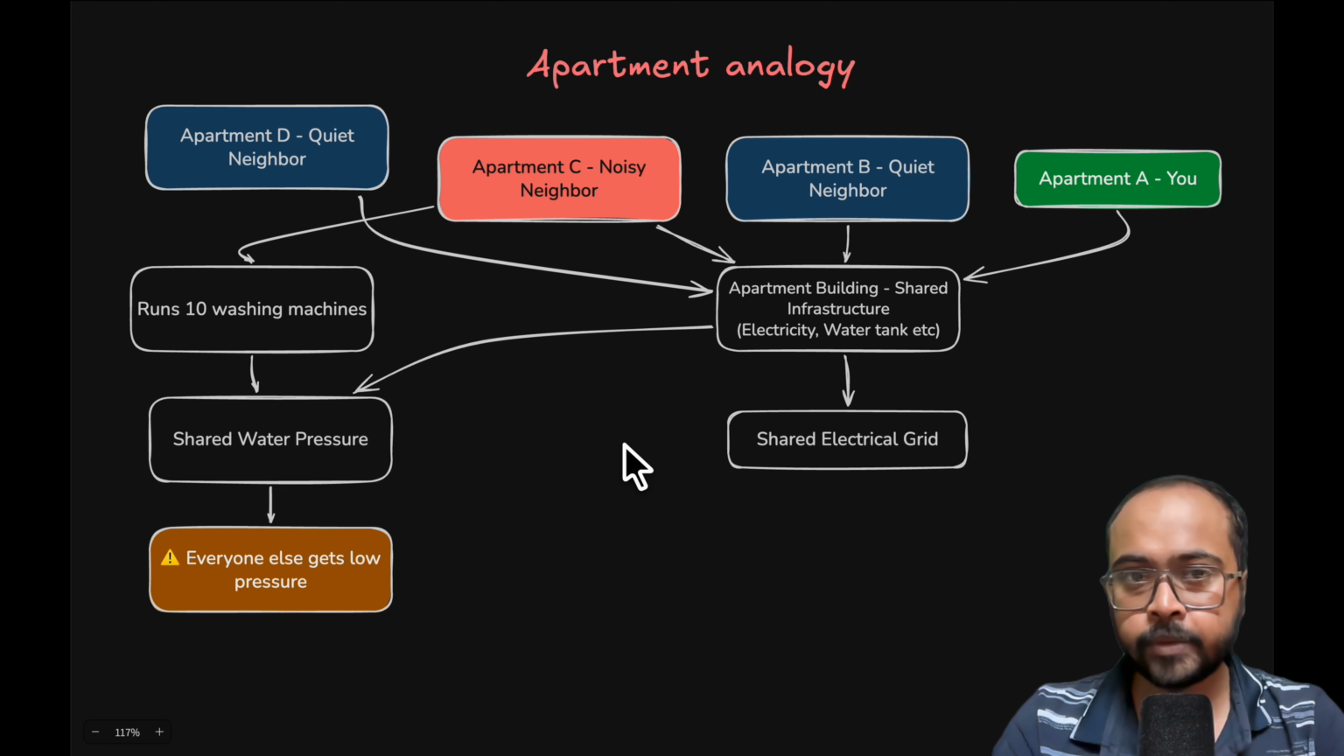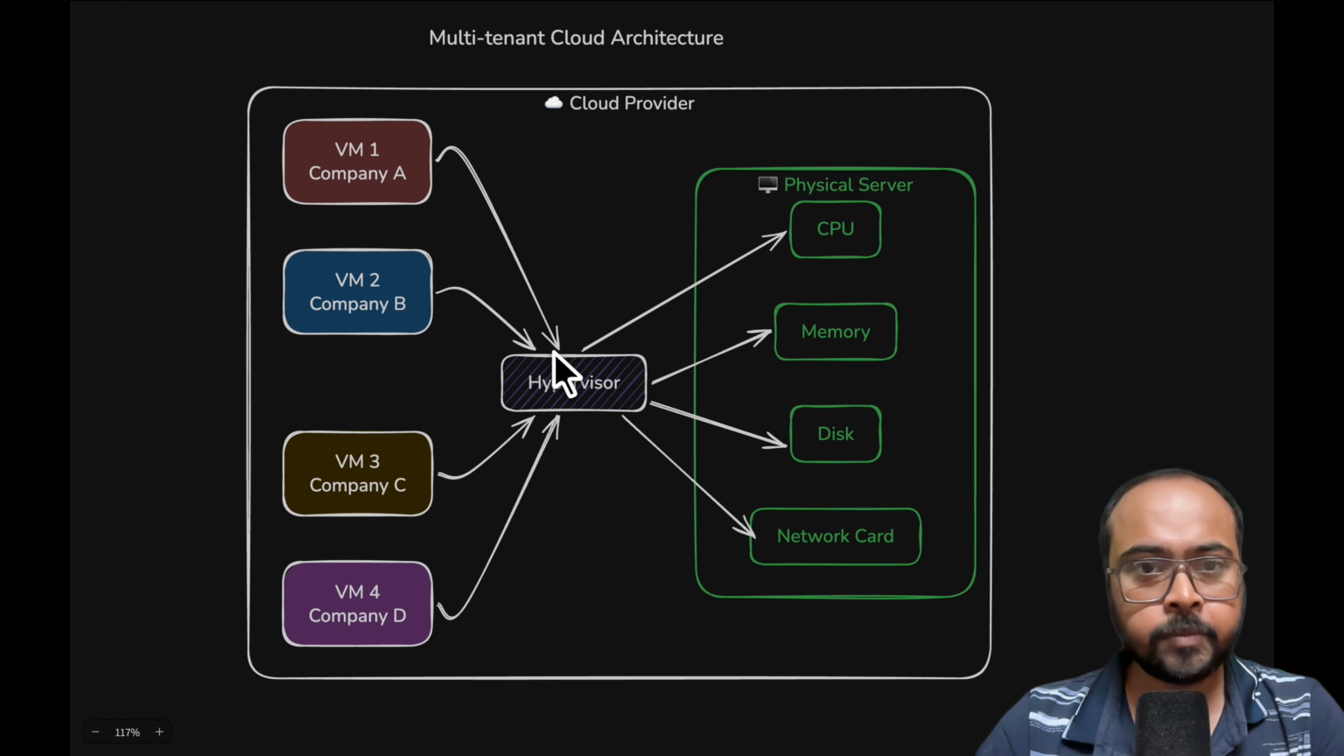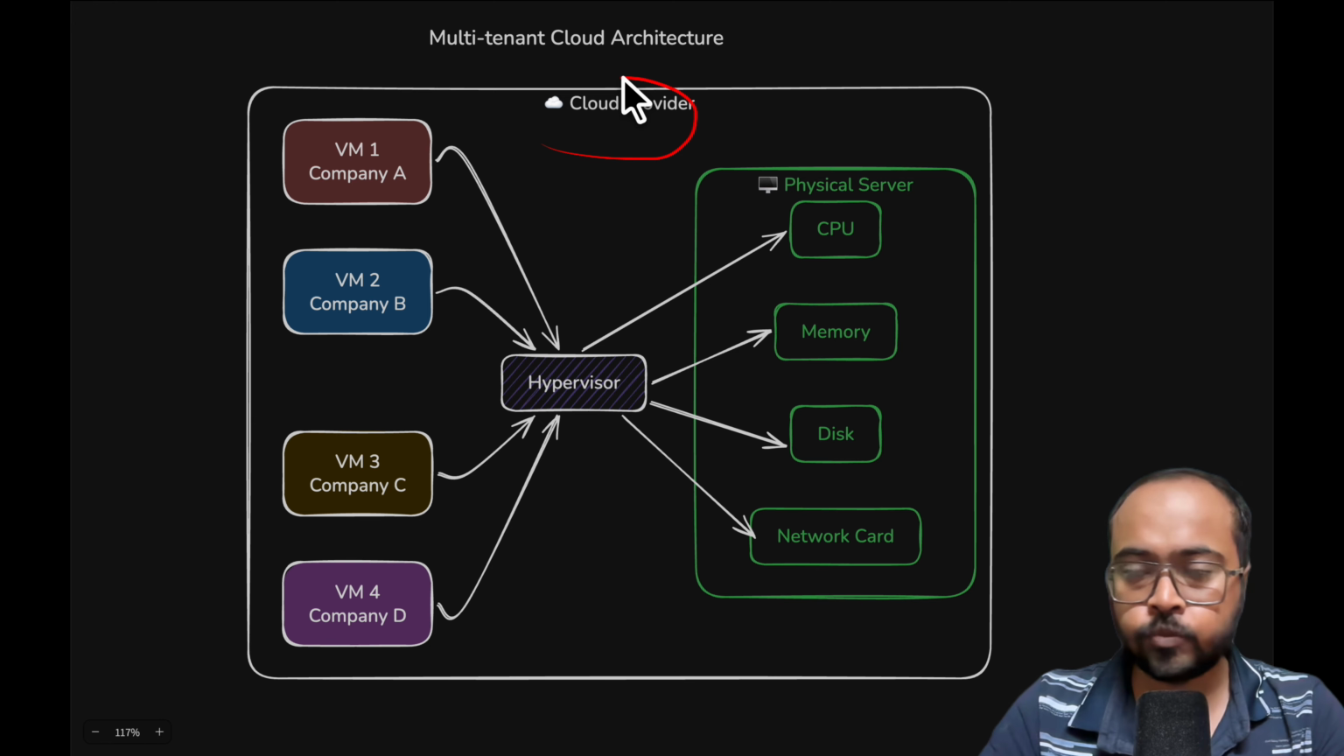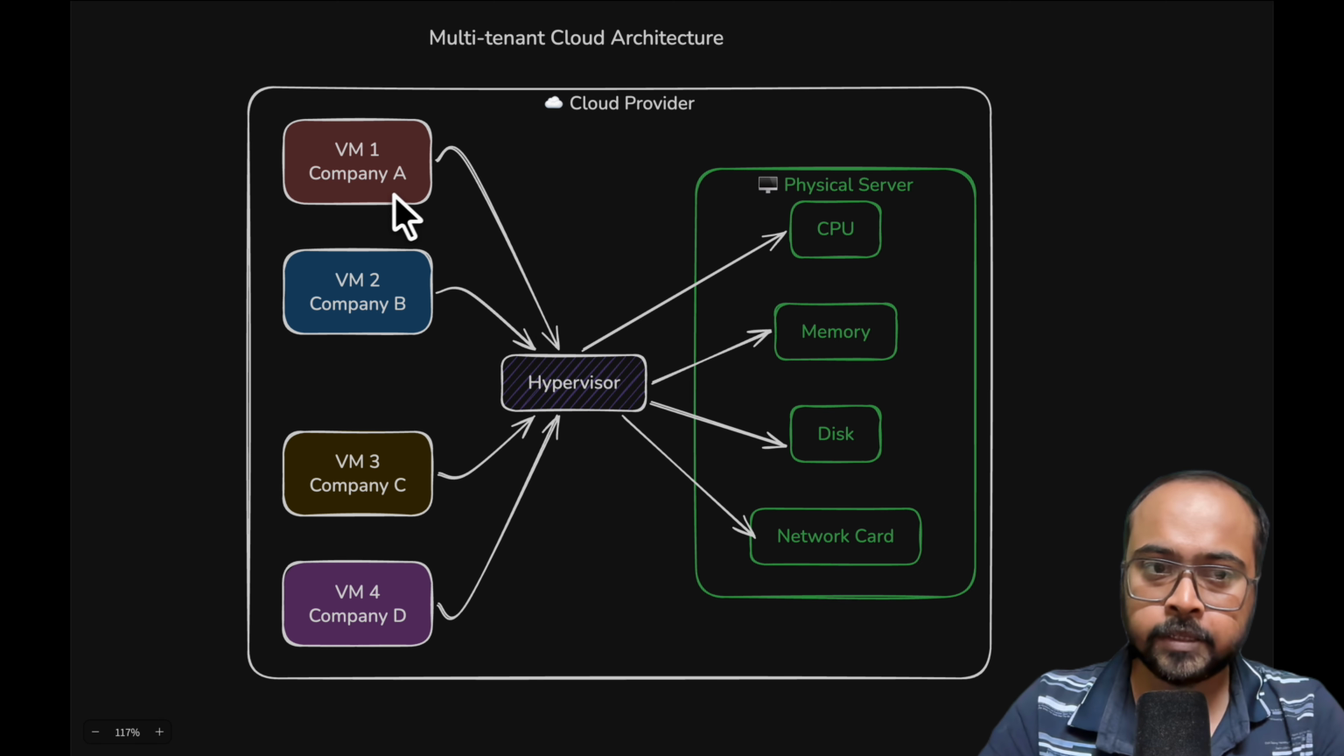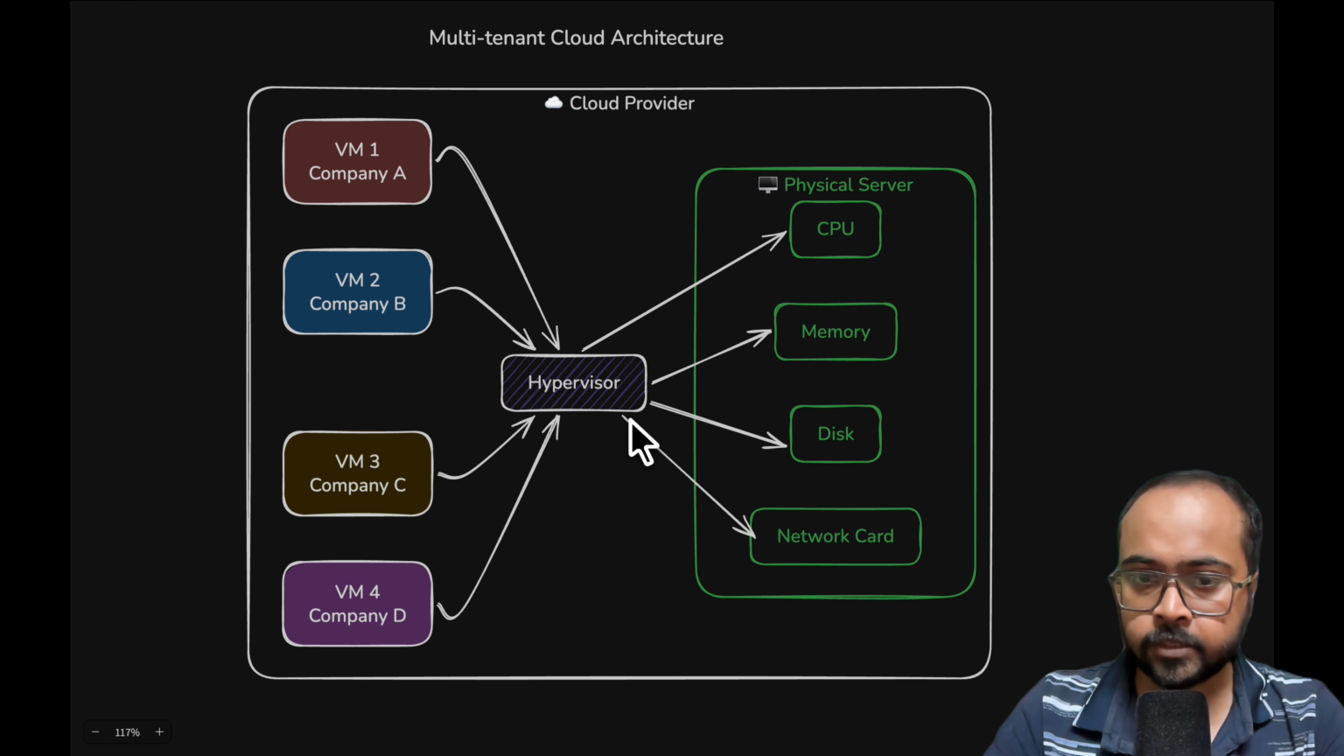Now this same problem applies to the cloud environment as well, so let me explain that. Here I have a very simple diagram to explain what a multi-tenant cloud architecture looks like. This is your cloud provider, it could be AWS or Azure. They have a bunch of physical servers, but let's assume a single physical server. Multiple companies want to run virtual machines. The cloud provider doesn't provide a single server to each customer. Instead, they take a big server and run a hypervisor on top of it, which helps create more virtual servers from the single physical server.